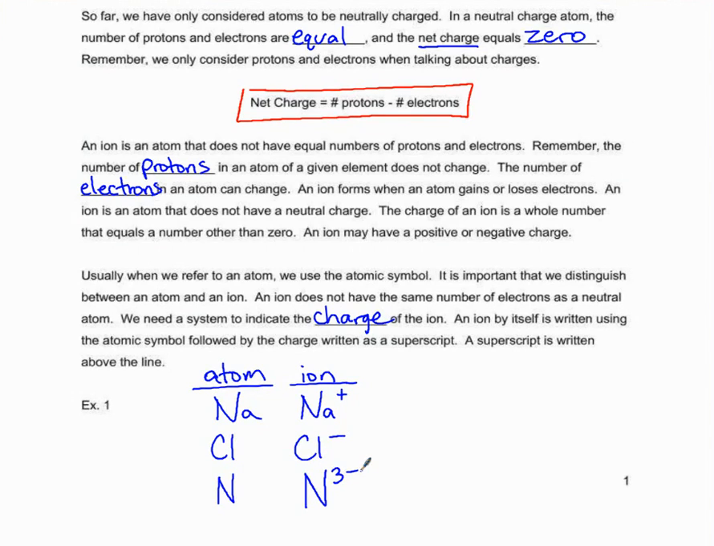You could have things with positive charges, for instance. Let's talk about calcium. As an atom, here's calcium. It has 20 protons, 20 electrons. As an ion, it becomes calcium 2+. It still has 20 protons, but now it's only got 18 electrons. And so the positives are greater than the negatives. So we end up with this positively charged ion.